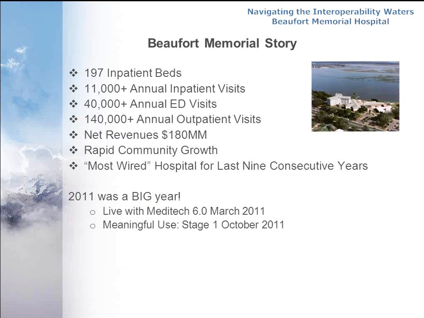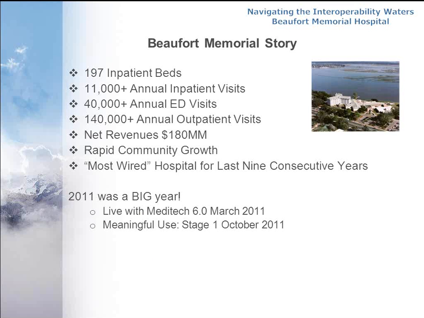Good afternoon, everybody. First of all, just let me briefly tell you a little bit about Beaufort Memorial, just so that you can put us in context with your organization. We are a private, independent, not-for-profit community hospital, one of the rare breeds, still trying to stay that way. About 200 beds. We're on the southeast coast of South Carolina, right on the Intracoastal Waterway, and you can see in the picture there, we're literally right on the water. We get about 11,000 discharges every year and just over 40,000 ED visits annually, and about 140-plus thousand outpatient visits a year through our different modalities.